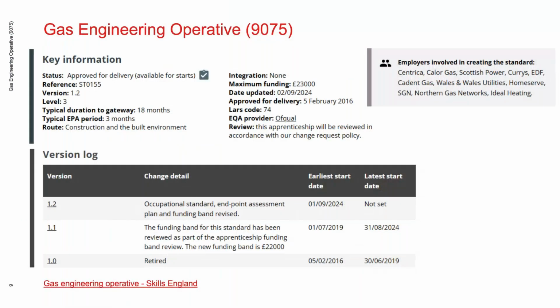So the Gas Engineering Operative, the 9075, reference ST0155. This is version 1.2, level 3, typical duration 18 months, typical EPA period 3 months, maximum funding 23,000.